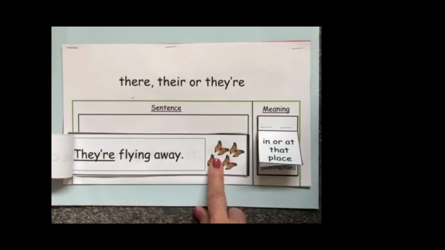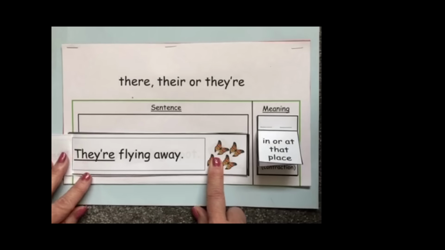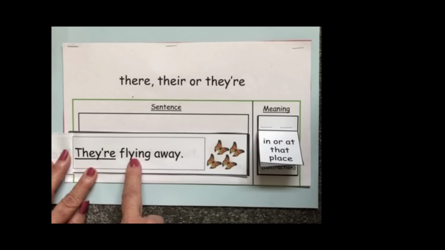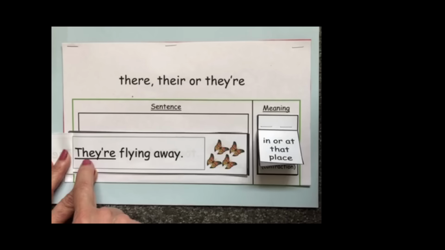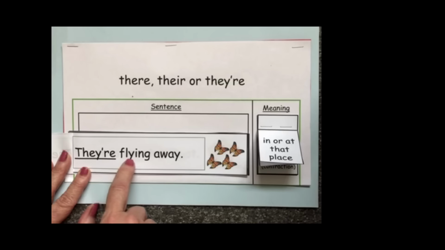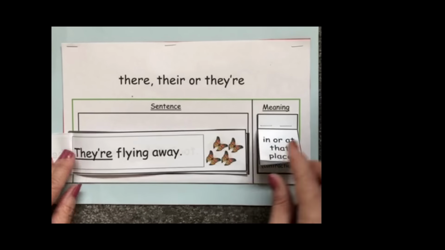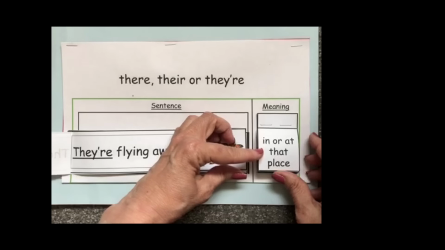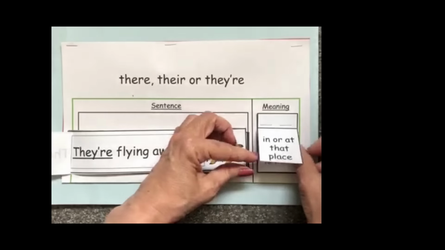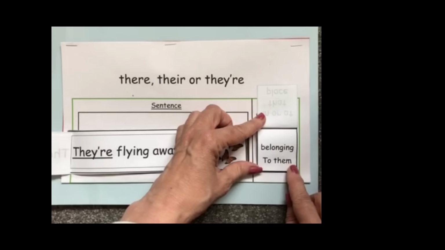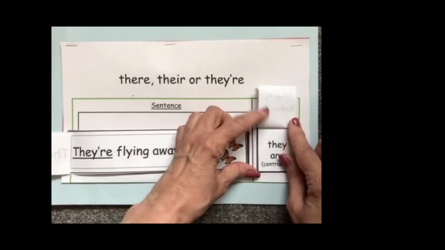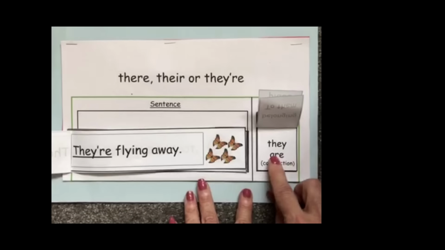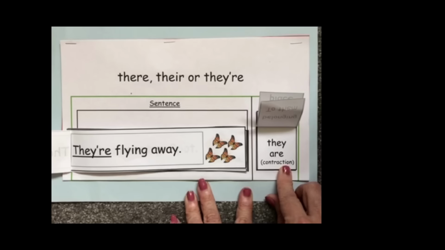Let's look at our next sentence. They're flying away. They're is a contraction, and it means they are. Let's try that. They are flying away. Yes, that makes sense. So let's look through our meanings. It's not in or at that place. It doesn't mean belonging to them. Yes, it means they are. It's a contraction.